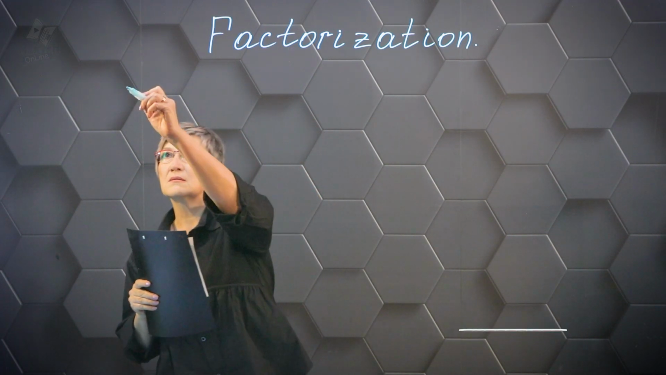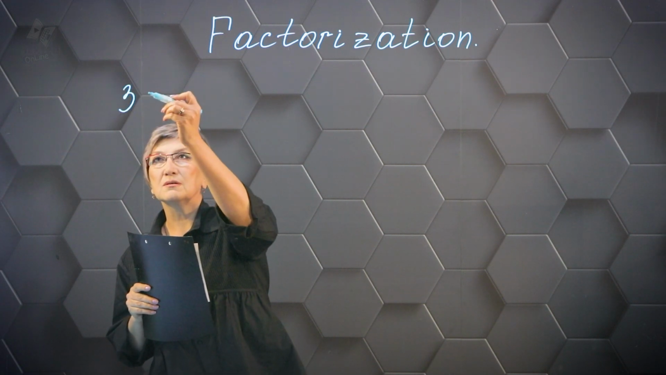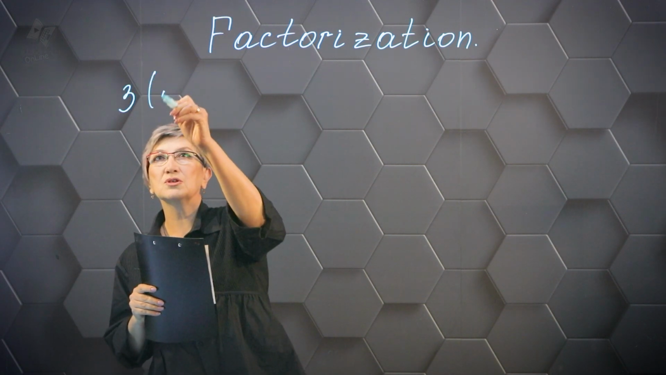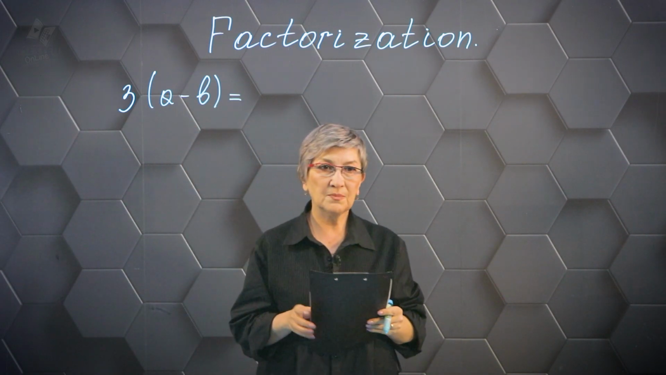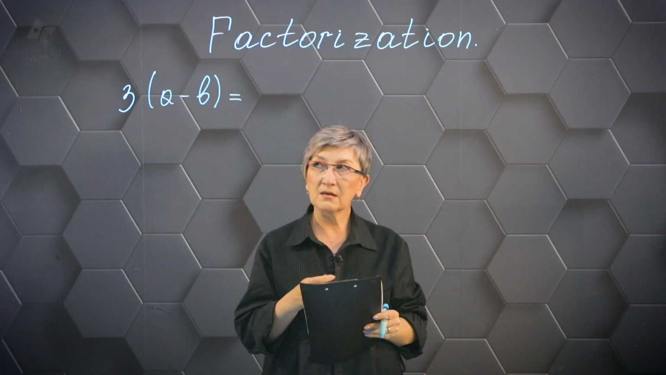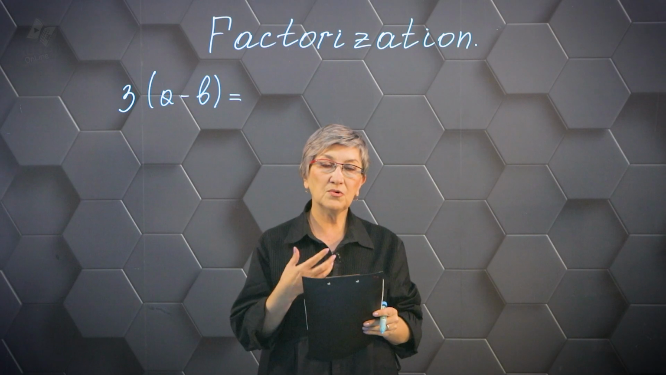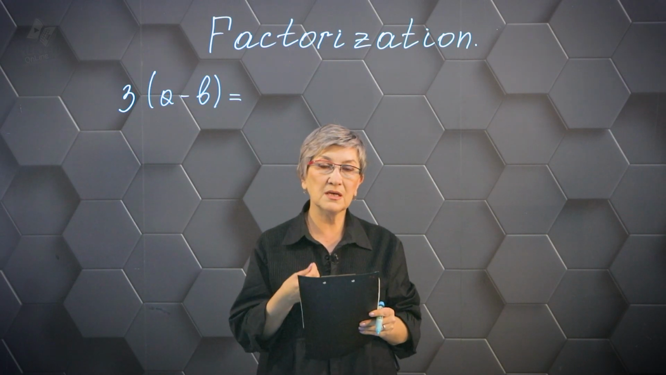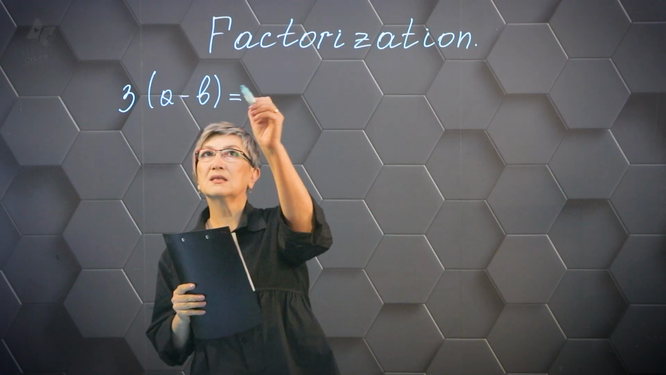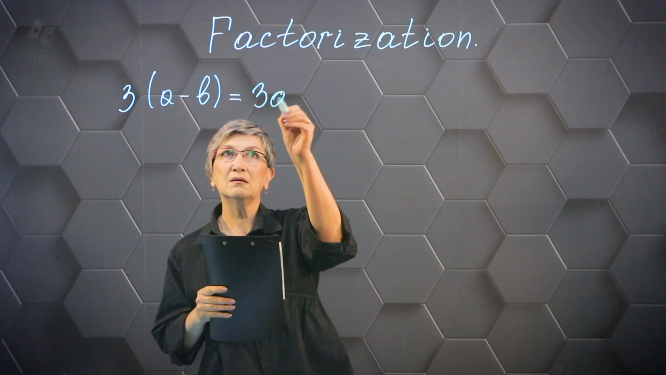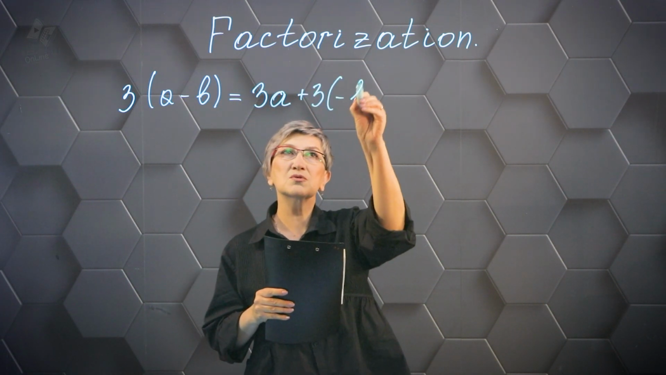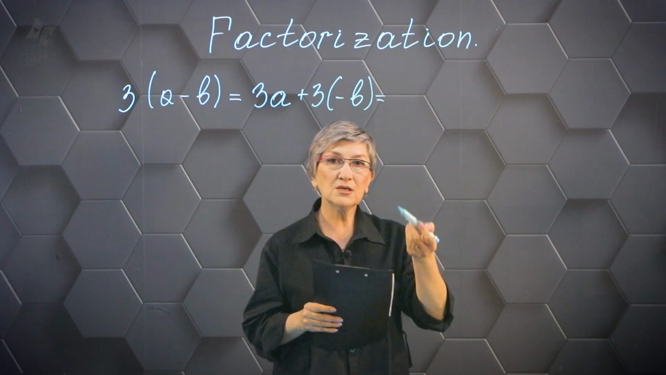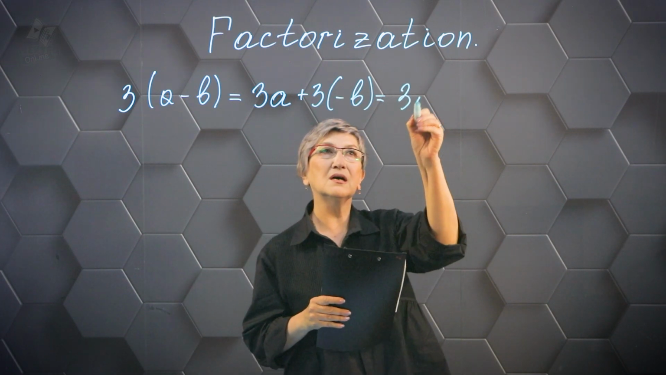If we had the following example written down, 3 times (a minus b), and we needed to convert that expression. We know that we're using our property, the distributive property, and so I'm multiplying 3 by a, I get 3a, plus 3 times minus b, and we end up with the expression 3a minus 3b.